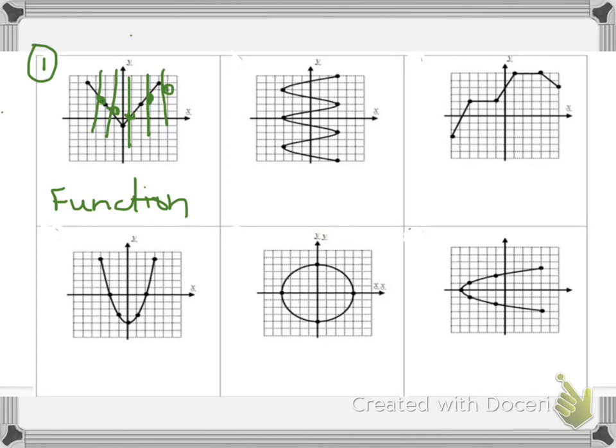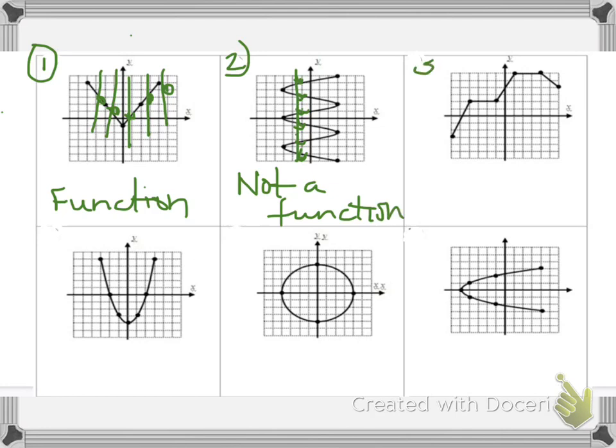Okay, let's try graph number 2. Let's try our vertical line test here. If I draw a vertical line, it's passing more than once. I'm passing here, here, here, here, here, and here. I'm passing my graph more than once, so this is not a function.